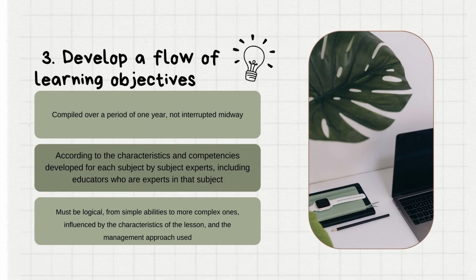Number 3 is develop a flow of learning objectives. 1. Completed over a period of 1 year, not interrupted midway. Number 2 is according to the characteristics and competence of each subject by subject experts, including educators who are experts in that subject. Number 3 is must be logical, from simple abilities to more complex ones, influenced by the characteristics of the lessons and the approach used.